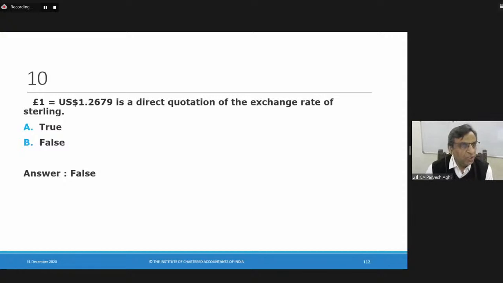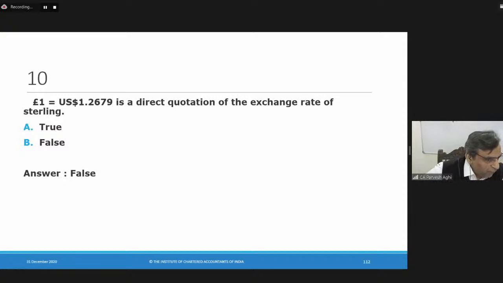It's a direct quotation in America for buying £1, because they'll be interested in buying £1. Suppose they're traveling to London or England, so they will be converting their dollars into pounds, so they will be looking for this quote. But people in the UK will find this quote an indirect quote, because there it will be $1 is equal to so many pounds. As we look at the Indian listing, $1 is equal to 73 rupees because we want to buy dollars, so that is a direct quote. So this is an indirect quote, not a direct quote.